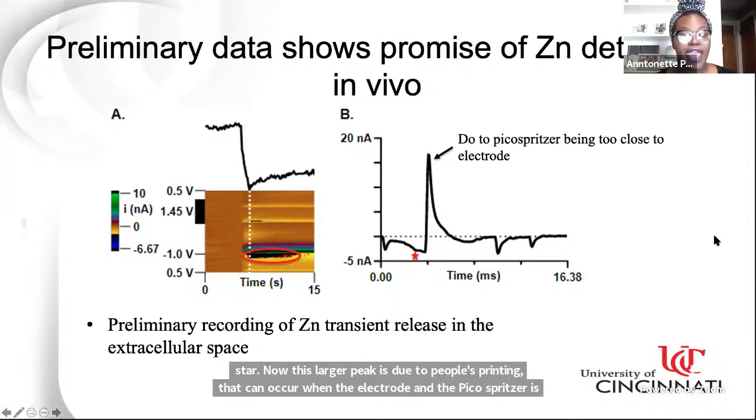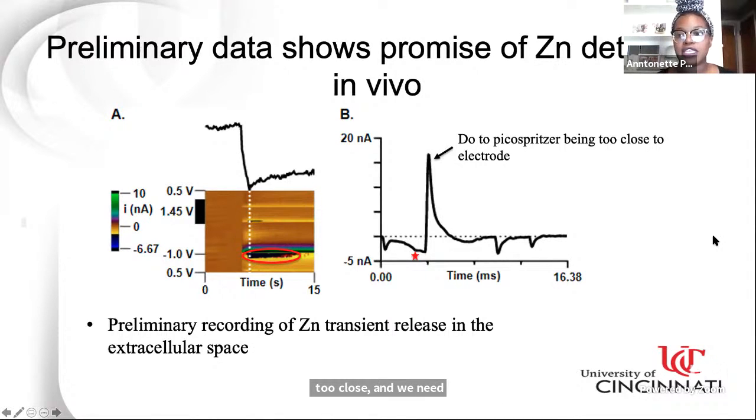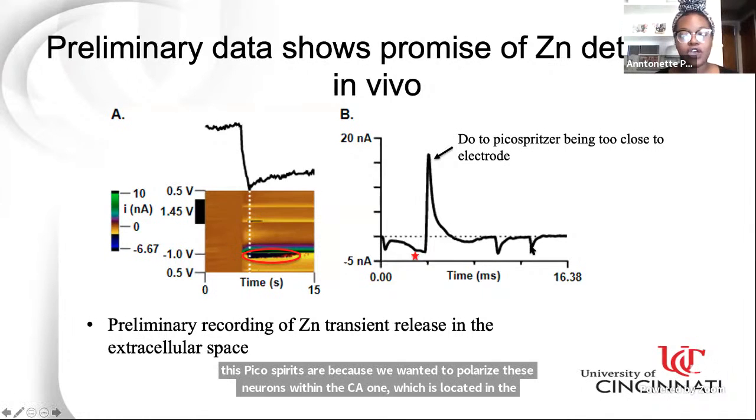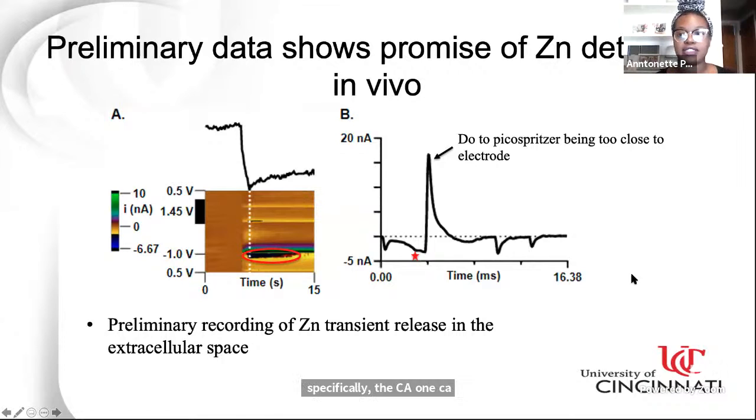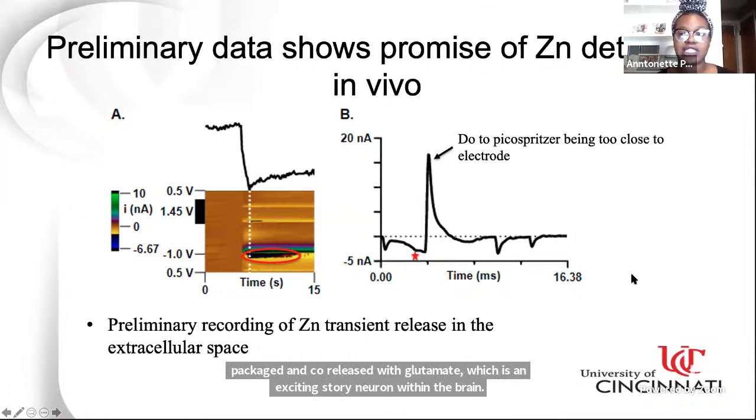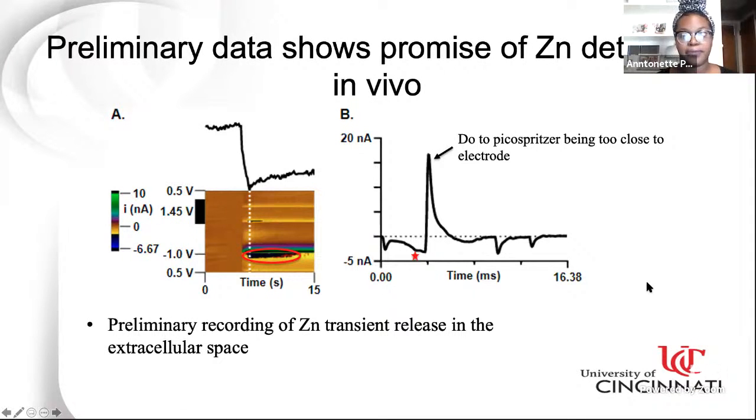Now, zinc is electroactive, which is why we want to look at it, because zinc is co-packaged and co-released with glutamate, which is an excitatory neurotransmitter within the brain. And this is actually something that we can look at since zinc is electroactive and unfortunately glutamate is not. So if we can quantitatively say that this is zinc and actually characterize this zinc transient or promised zinc transient, then this will be the first ever recording of zinc in the extracellular space by means of fast scan cyclic voltammetry as well as electrochemistry overall. Next slide.